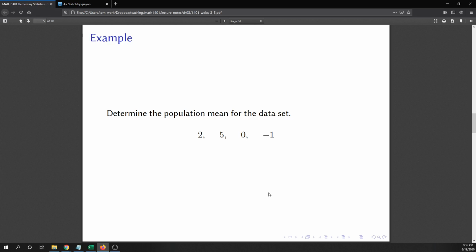All right, so here we want to take the population. It's a really tiny population, right? And so we want to take the sample mean. So let me write down these observations: 2, 5, 0, and -1.